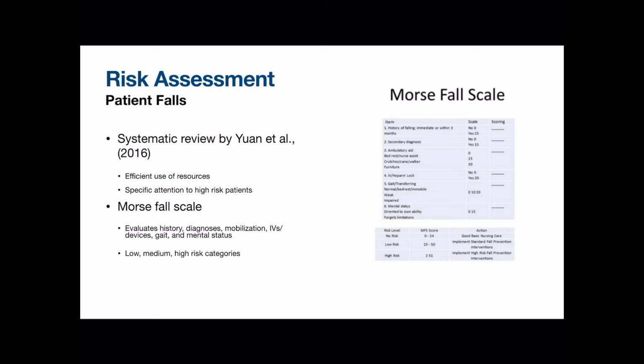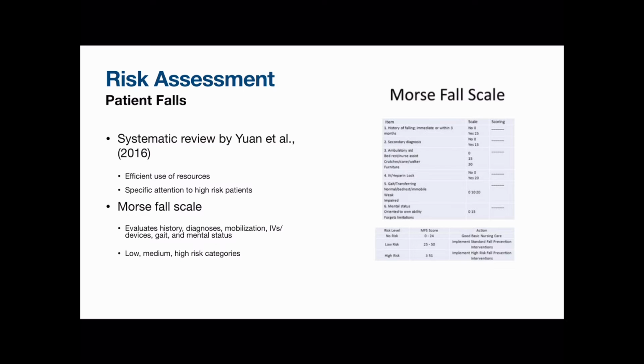There was also a systematic review done by Juan and his colleagues in 2016 that focused on prevention of falls in hospital settings and found that one of the most important aspects of a fall reducing intervention program was a patient risk assessment. It was one of the most significant aspects because it allowed hospitals to be able to efficiently use its resources and also devote specific attention to those that were at very high risk for falling.